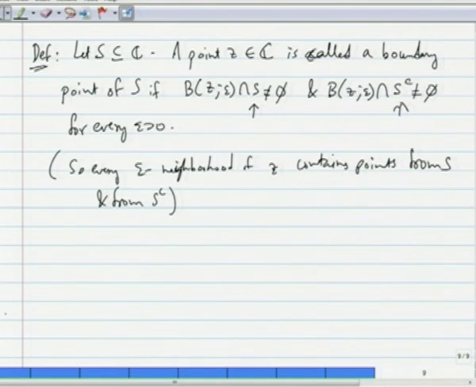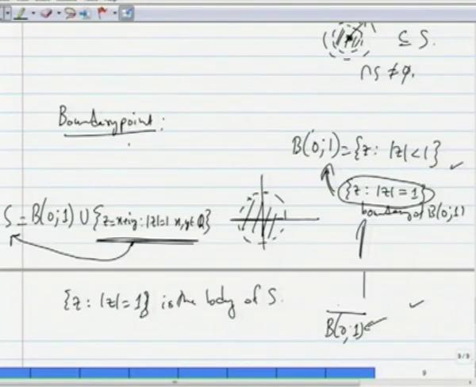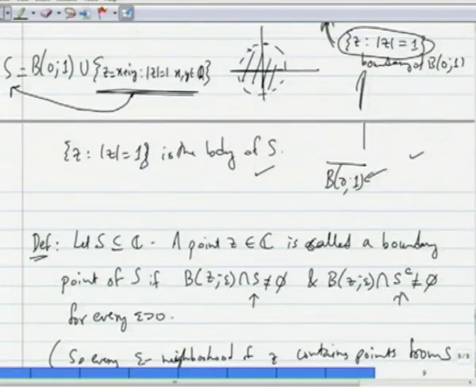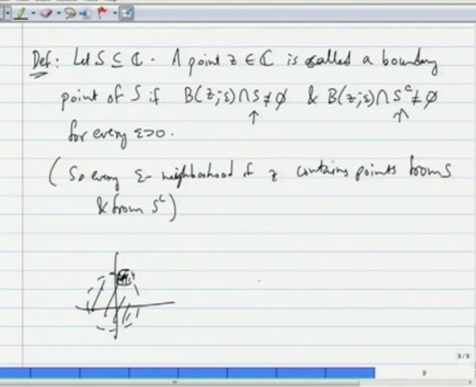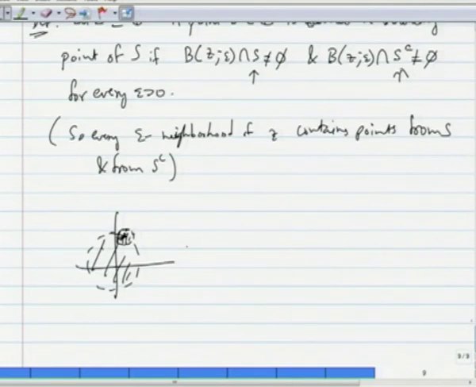So, this definition tells you that your old familiar examples are true. If you take B(0,1), any point on the unit circle, and if you take any neighborhood of that, there are points outside the unit disk and inside the unit disk. So, these examples will make all the points such that mod z is equal to 1 boundary points of those sets. That is an example of this definition.